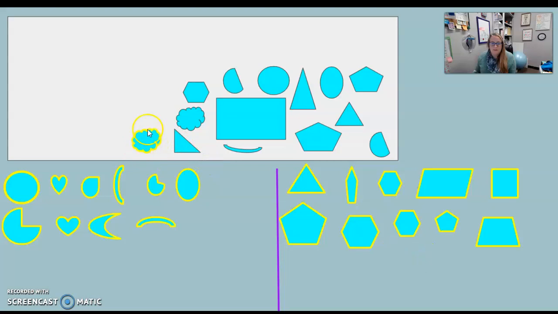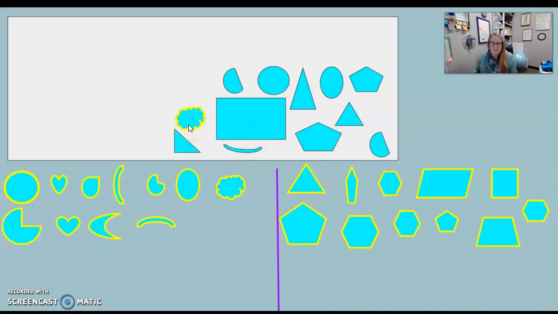All right, what about this cloud shape? Is the cloud shape going to go with the circle or the triangle? I'm going to put it over here. All right, what about this 1, 2, 3, 4, 5, 6-sided figure? 6 means hex, hexagon. So where's the hexagon going to go? I'm going to put it over here with these other hexagons.